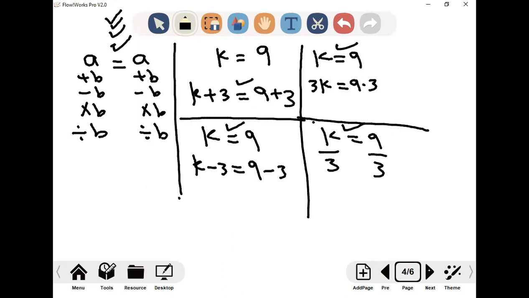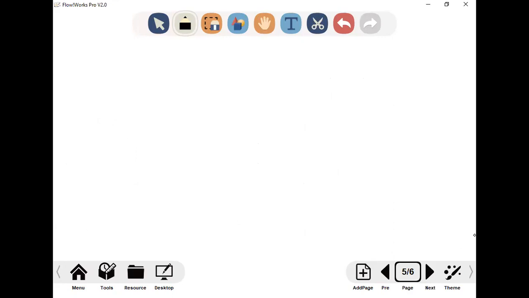So what are the one-step equations? We have four types of one-step equation. Addition equation, subtraction equation, multiplication, and division equation. Okay. Let's start with the addition equation. If you have addition equation, you will do the opposite for it. It will be what? So if you have addition, you will do what?